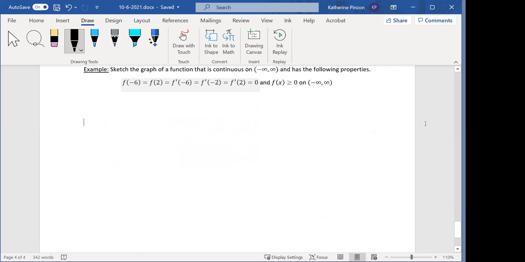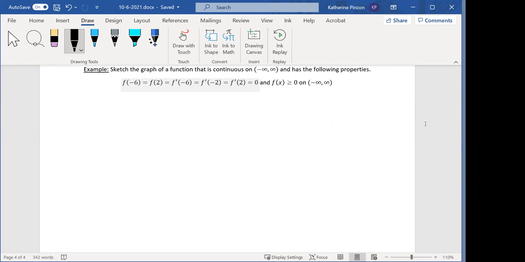Sketch the graph of a function that is continuous. What does it mean for the graph to be continuous? No breaks. It doesn't have to be differentiable. It could have some cusp, right? But no breaks. So there can't be any asymptotes, and there can't be any holes. Okay, it has the following properties.